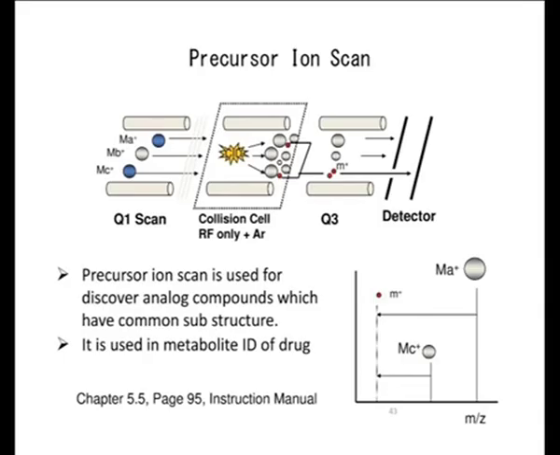Then the precursor ion scan. In the precursor ion scan, your Q1 is in scan mode and Q3 is in SIM mode. That is the opposite of the product ion scan. You look for a group of compounds that have a common functional group or common precursor. For such screening purposes, you use the precursor ion scan.